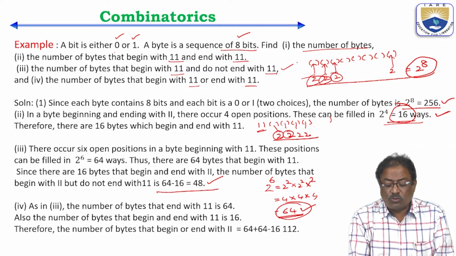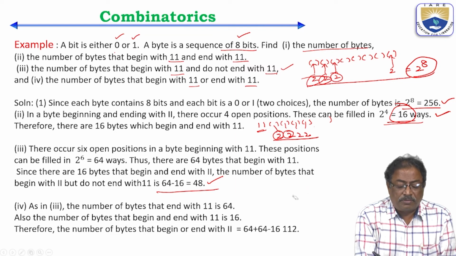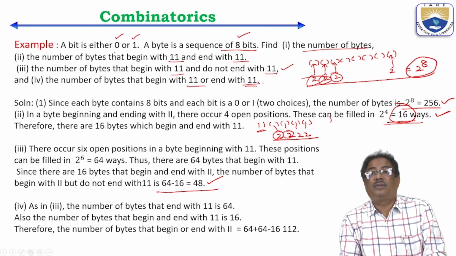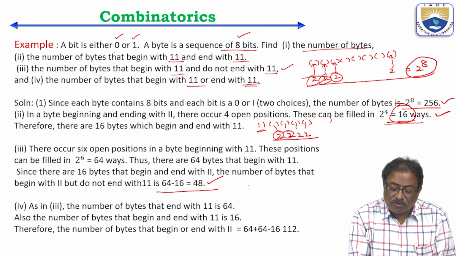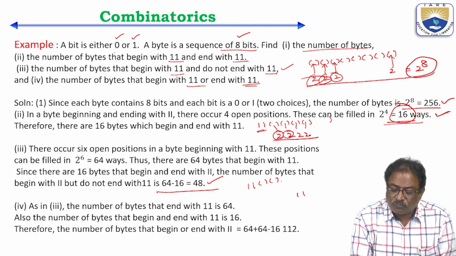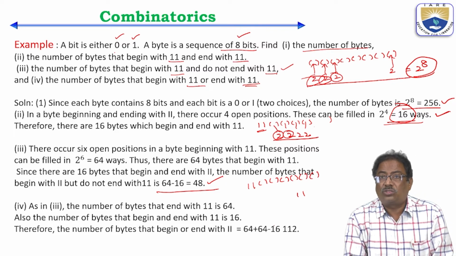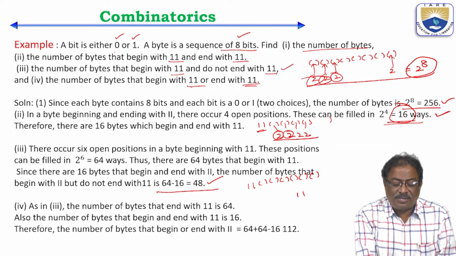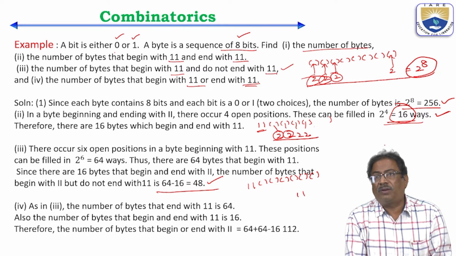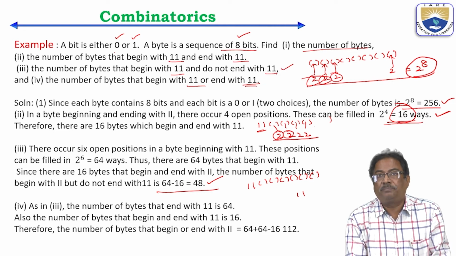And now the fourth one, see here, there will be an OR. Find the number of bytes beginning with 11 or ending with 11. That means beginning with 11 will be there or ending with 11 will be there, but not both. Beginning with 11 or ending with 11, but not both. That is, beginning with 11 and ending with 11 should not occur.